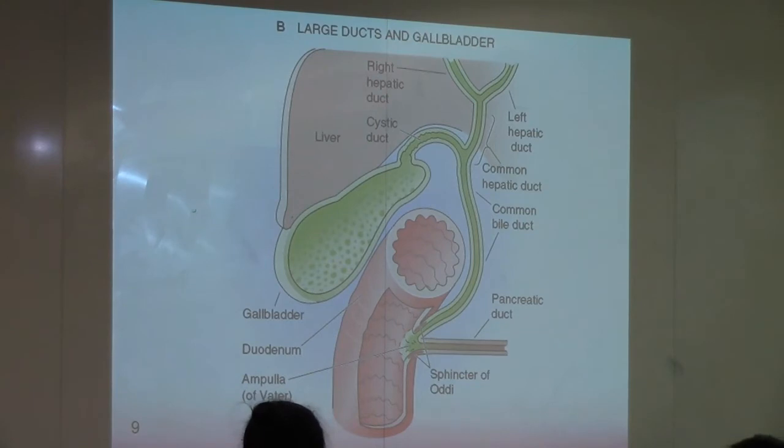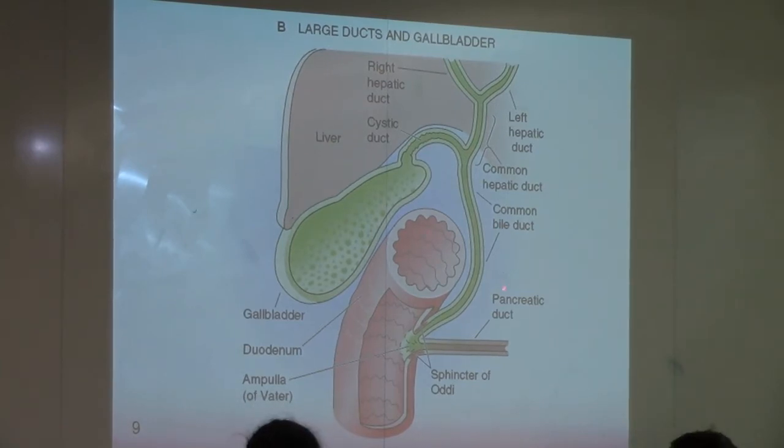Did I get it right? Hepatic duct, common hepatic duct, merges with the cystic duct to form the common bile duct, and we're going to the small intestine with the bile. So let's talk about what bile is and does, and then we'll take a break.